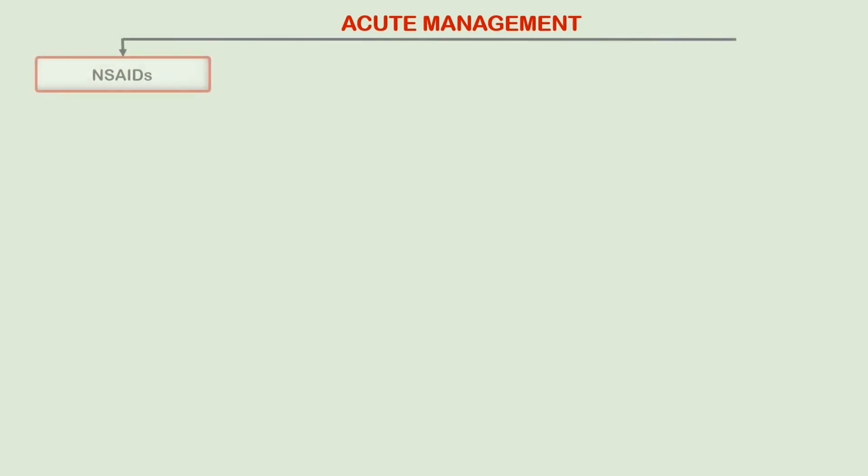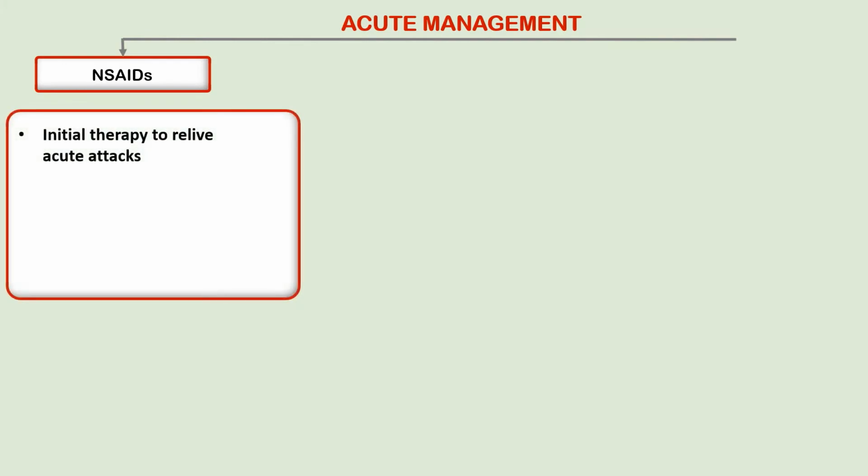So first let us discuss the acute management of gout, and it can be done by using non-steroidal anti-inflammatory drugs as initial therapy to relieve acute attacks, and the drugs include indomethacin, naproxen and diclofenac. So these drugs are well tolerated and have powerful anti-inflammatory effects. Then about diclofenac, it reaches high concentration in the synovial fluid, so it is used widely for this reason.